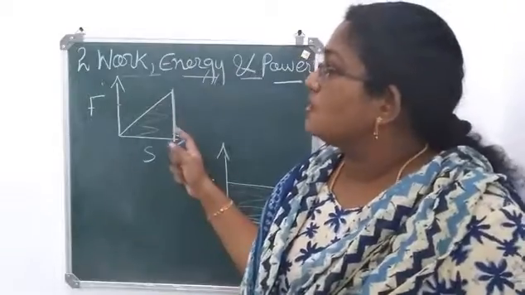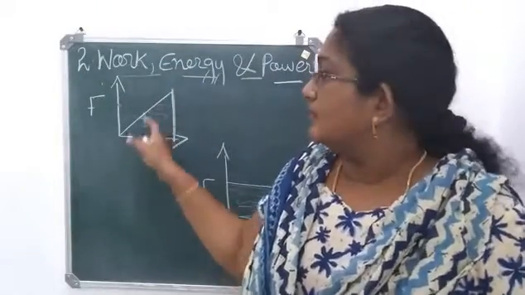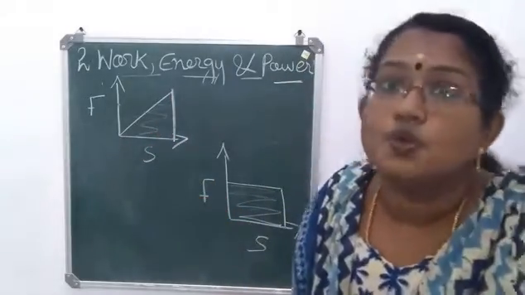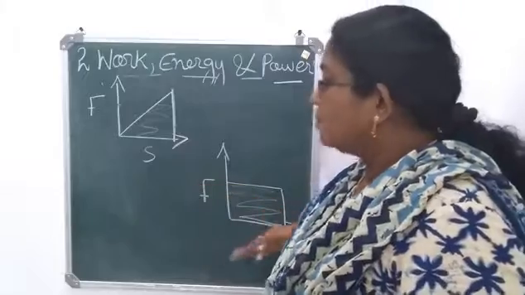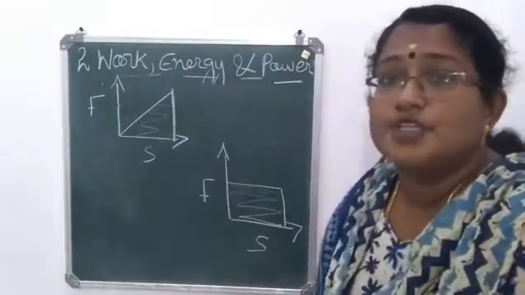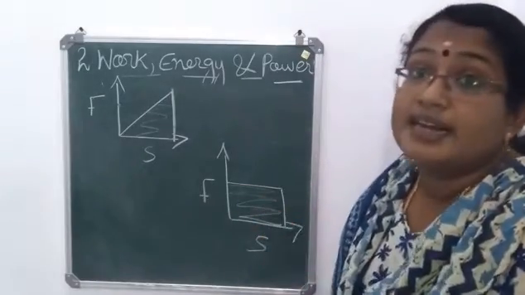So, if the force is variable, the area under the graph is a triangle. So, the area of that triangle will give you the work done. If the force is constant, you are getting a straight line parallel to the x-axis, and the area under the straight line will be a rectangle.